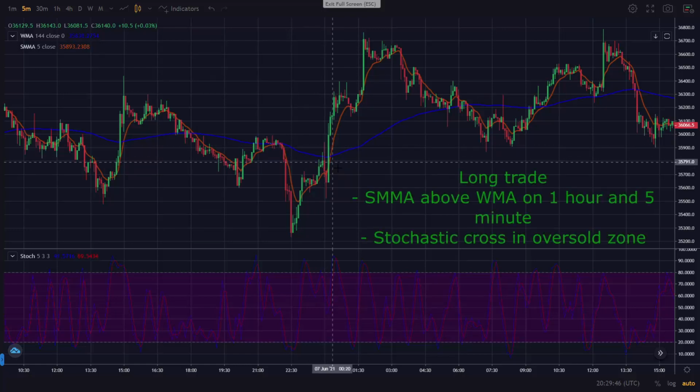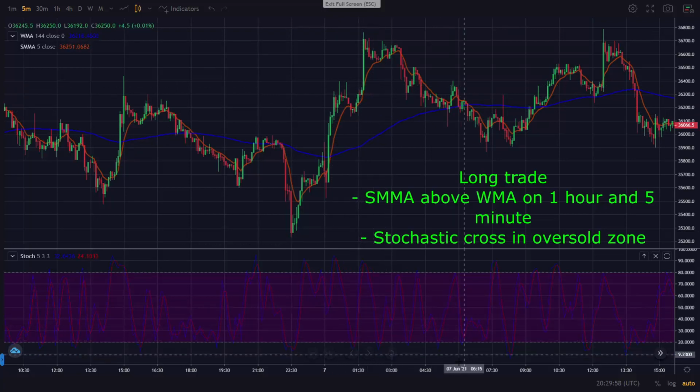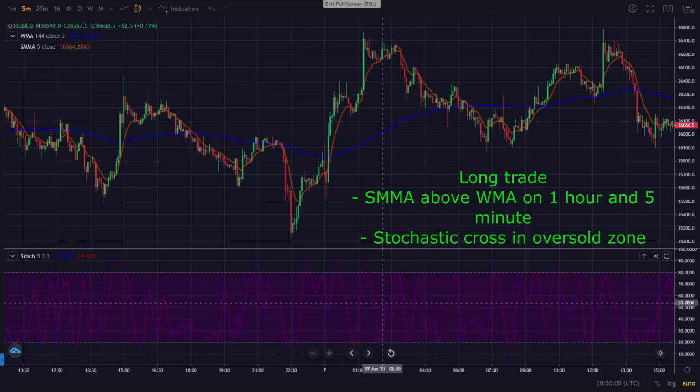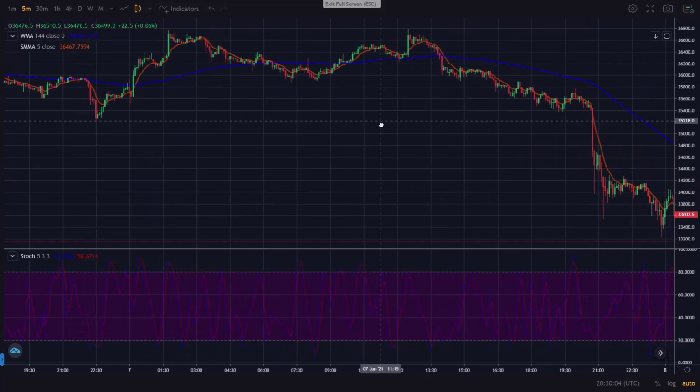So for the long trade, it's basically the inverse. What you want is for the SMMA to be above the WMA in both the 1 hour and the 5 minutes, and you're looking for a cross in the oversold zone. So that will be a signal for a long trade.